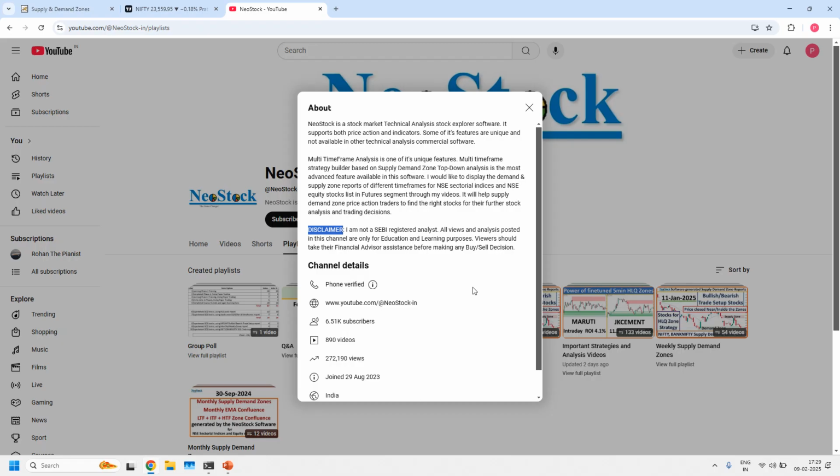Whatever the final results it is displaying, those zones you can analyze according to the concepts you learned in supply demand zone price action. That way you can take your own trading decisions quickly. This is the way your efficiency will be improved. Your profit taking or profit booking related concepts will be improved. So this is one important point you should observe.